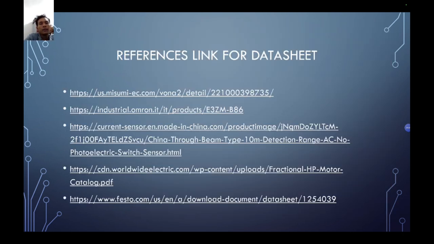Okay, next, this is the reference that we used to search for the datasheet for the sensors and actuators that we presented. Thank you.